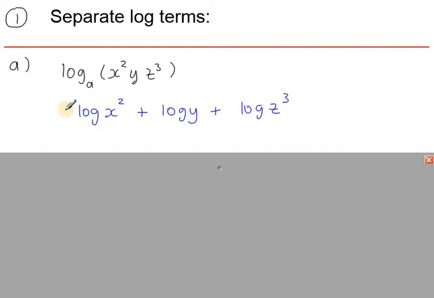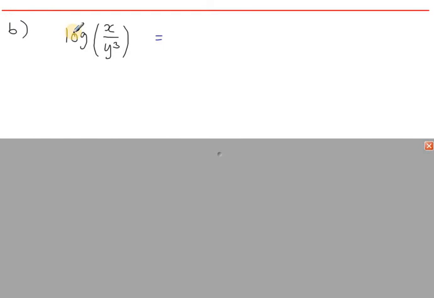If we want, we can move the 2 to the front using the power rule, and we can move the 3 to the front as well. So we have a single log term and we have a fraction, so we can use the division rule for logs. So x is in the numerator, so we get a positive log term. Y cubed is in the denominator, a negative log term, y cubed, and the power of 3 there I can move to the front here using the power rule.